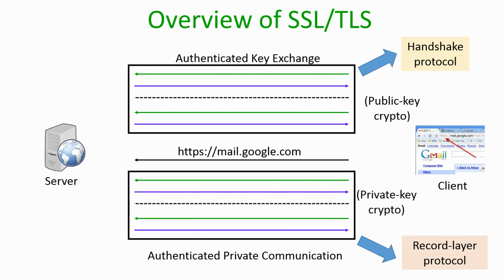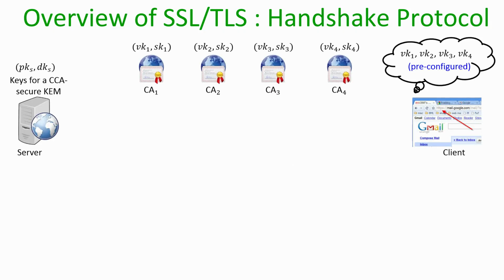So, now you can see how exactly the various cryptographic primitives get combined to solve the whole problem of secure communication here. So, now let us go a little bit deeper into the details of the handshake protocol and the record layer protocol.